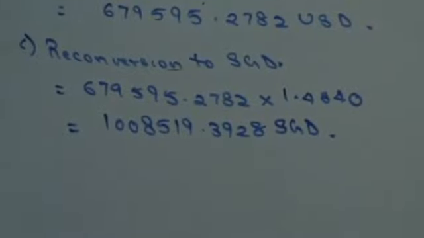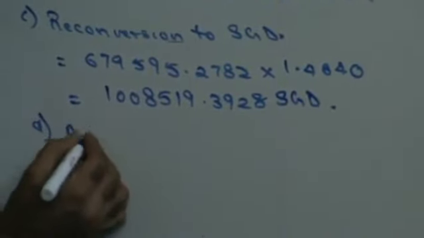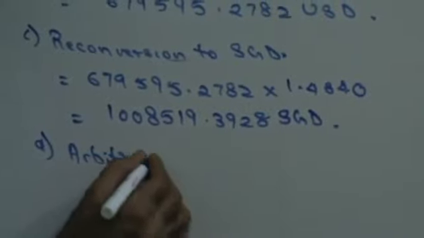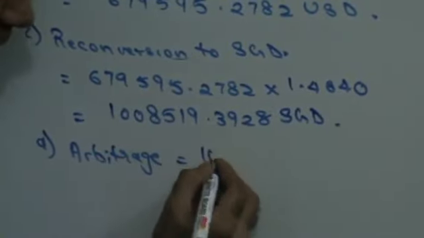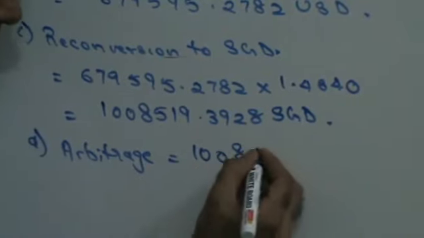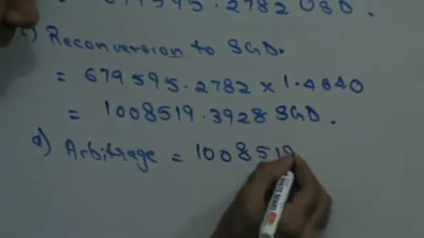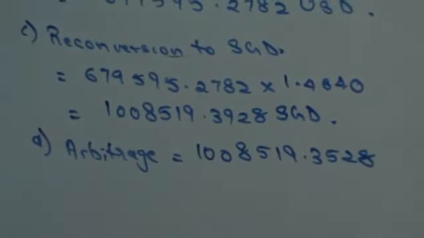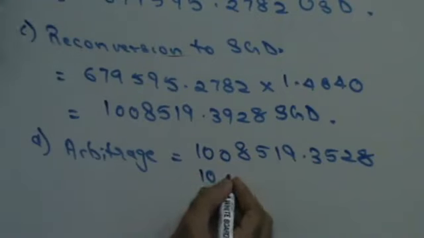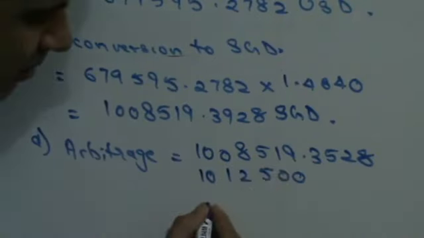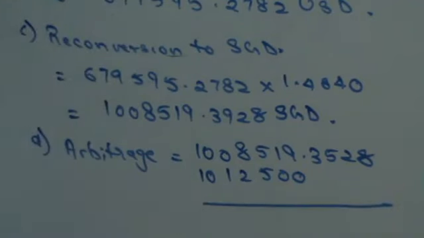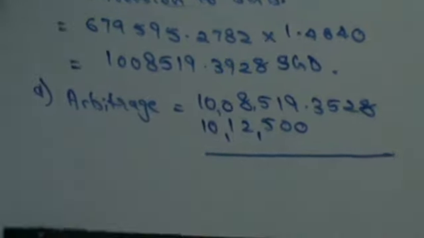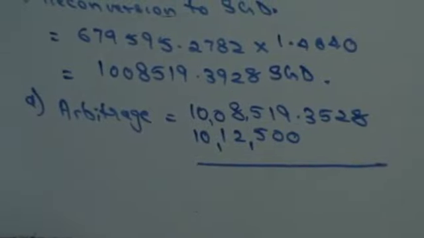Once I have this, let's see, is arbitrage possible? The total amount I've received after 3 months is 10,08,519.3528 Singapore dollars. The amount payable is 10,12,500. I'm getting a negative answer here. I'm going to get only 10,08,000, then I have to pay 10,12,500. I'm going to get a negative answer, so arbitrage is not possible in this case.